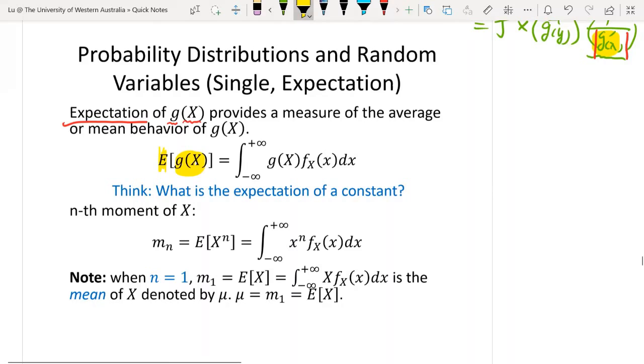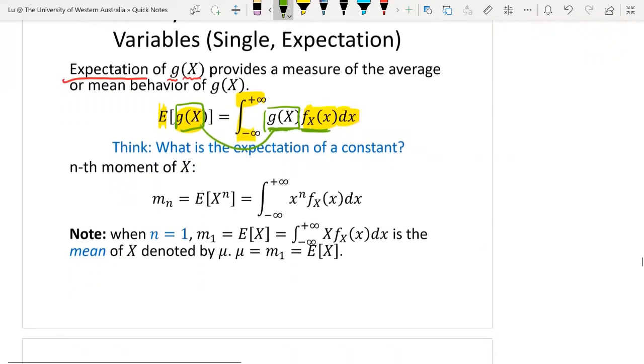Okay, the calculation of this one is just like a template. The expectation operation corresponds to the integration of something multiplied by the PDF of the random variable, dx. So this is the template for the expectation operation. No matter what expectation you want to calculate, put it inside the integration, multiply this function with the PDF of the random variable, and then do the integration from negative infinity to positive infinity.